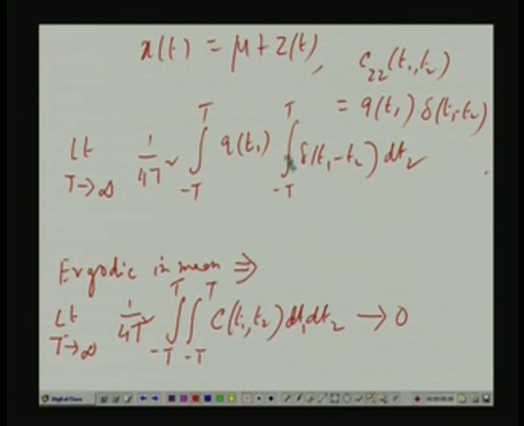So, I can even eliminate this. What you get? In fact, you can even ignore this t1, now call it t. This should tend to 0. This q(t) variance integrated, divided by 1 by 4T square, as T tends to infinity, should be 0.